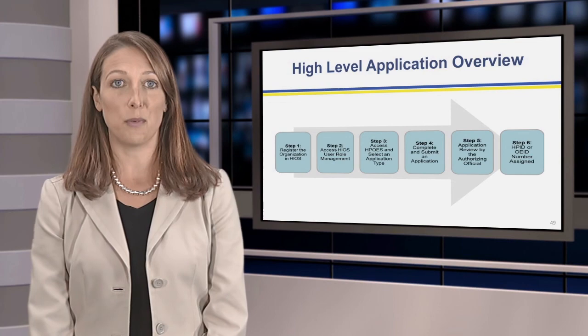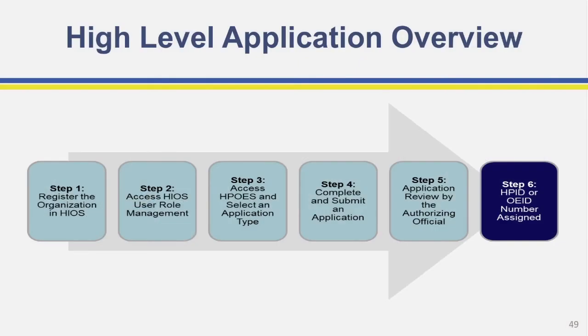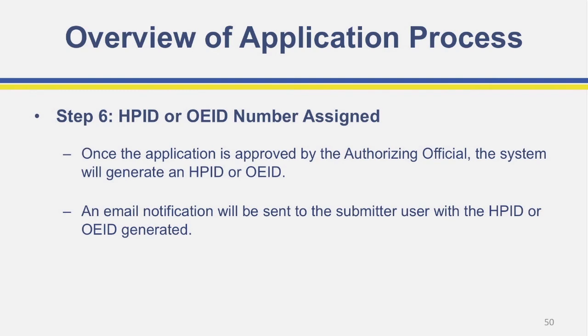The final step of the process is the assignment of an HPID or OEID number. Once the application is approved by the authorizing official, the system will generate a unique OEID. An email notification will be sent to the submitter user that it has been approved, as well as the OEID number generated. And that sums up the OEID application process.